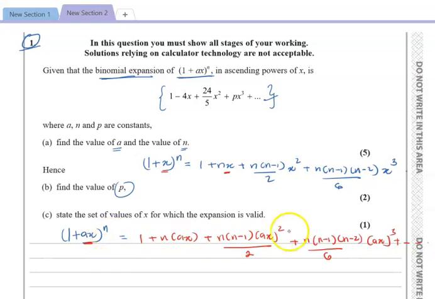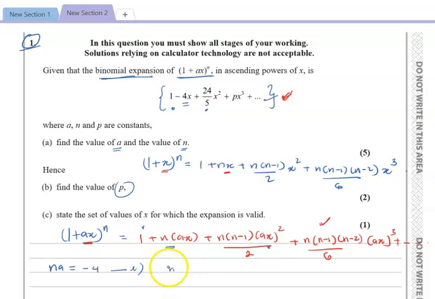Now, they've told us that this expansion here is this when simplified. So what you're going to do is compare coefficients. When you compare the coefficients, you see that this is 1, and then this is 1. That means this is minus 4, and this is going to be nx. When you expand the bracket, that means na is equal to minus 4. That's your first equation. The second equation, this is 24 over 5, that's for the x squared. It means that for the x squared, it's going to be this expression here.